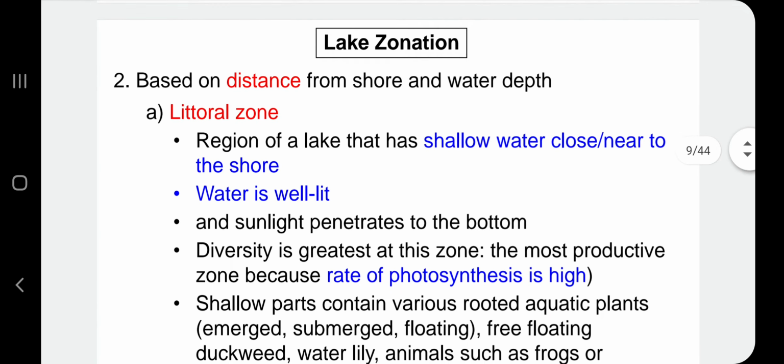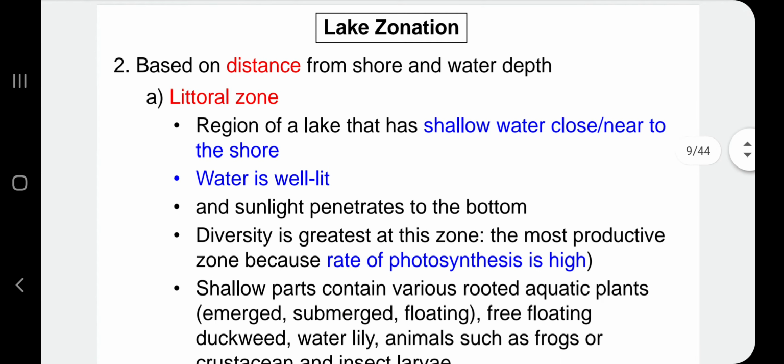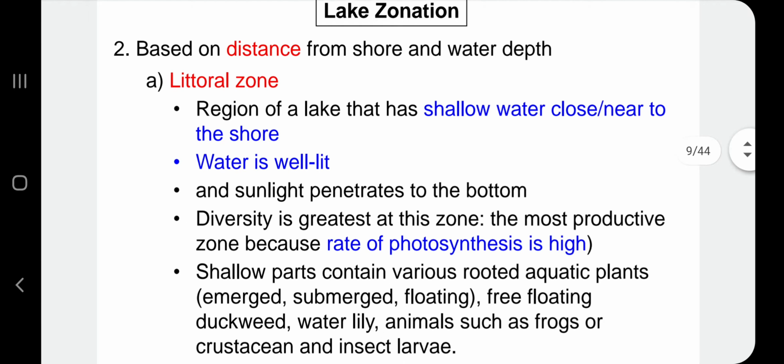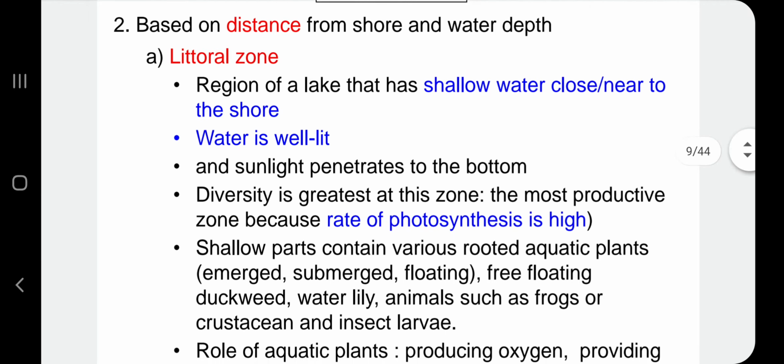The second criteria: how we divide the lake into different zones, based on distance from shore and water depth. Okay, kalau yang dekat dengan shore ataupun darat, kita panggil littoral zone. Tapi kalau dia jauh daripada shore ataupun darat, kita panggil limnetic zone. Okay, let's have a look at the first zone under distance from shore and water depth.